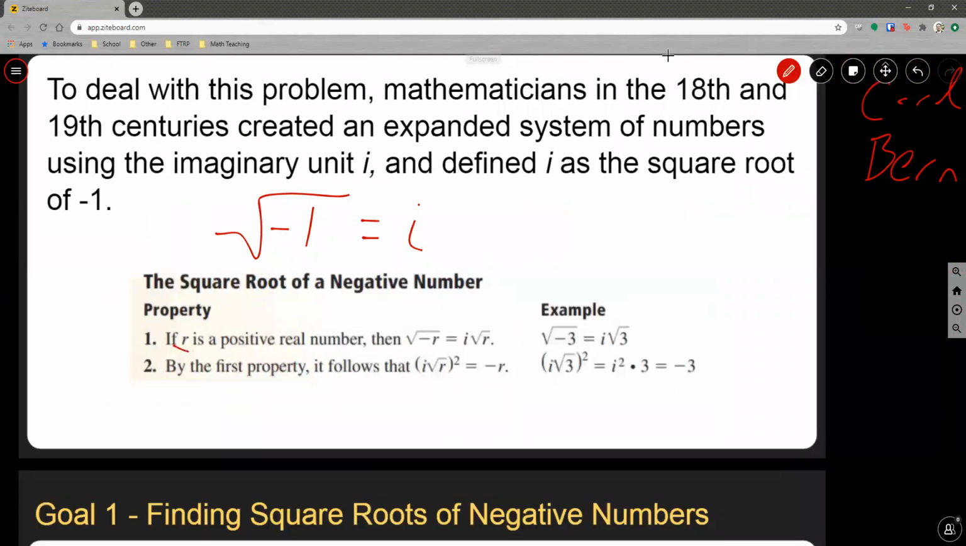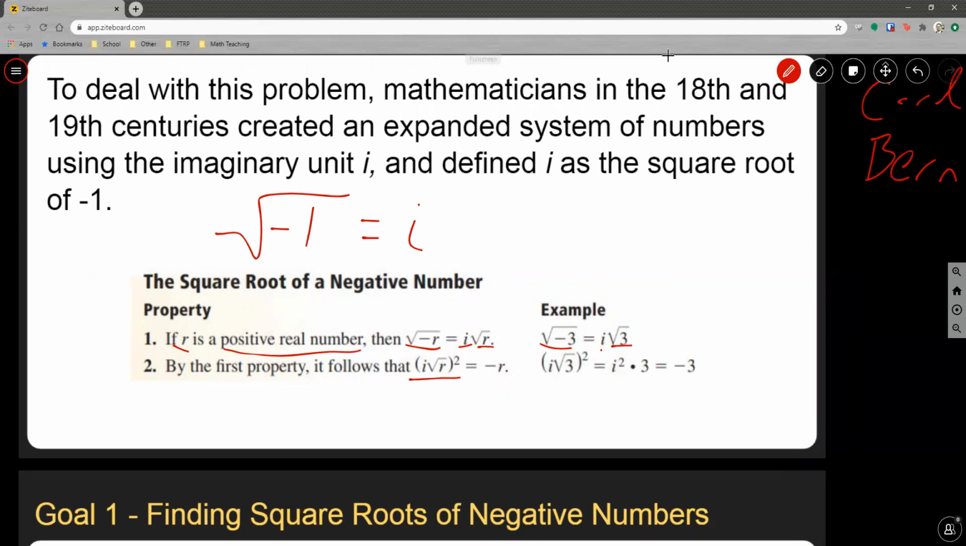All right, so we've got a property here, the square root of a negative number. If r is a positive real number, then the square root of negative r is just i times the square root of r. So for instance, the square root of -3 is just going to be i times the square root of 3. And by the first property, it follows that i times the square root of r, squared, will equal -r.